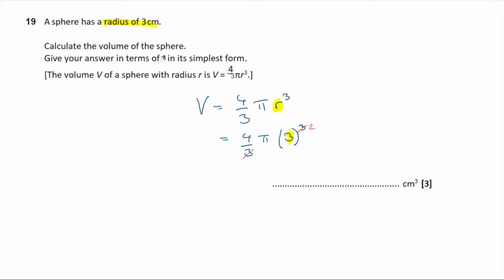3 squared is 9. 9 times 4 is 9, 18, 27, 36. So that makes 36 pi as my answer, 36 pi. Okay, and that is my answer in terms of pi in its simplest form then, isn't it? So 36 pi is my answer.